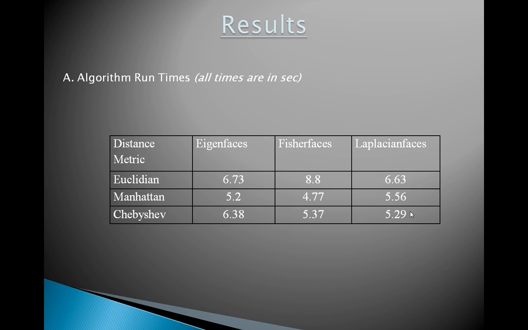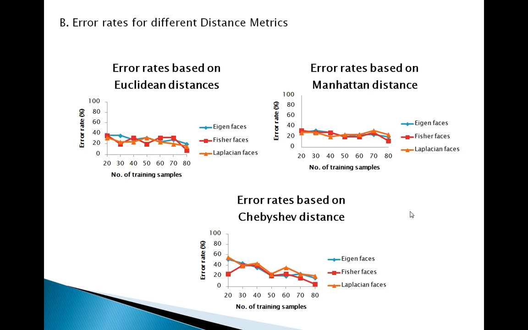It can be seen that the Fisherfaces algorithm using the Manhattan distance metric ran the quickest. Also, the Manhattan and the Chebyshev distance metrics are comparatively faster than the Euclidean distance metric, owing to the lesser number of computations that are required. The variation in the error rates with the number of training samples that were determined for the three algorithms have been described in the following figures.